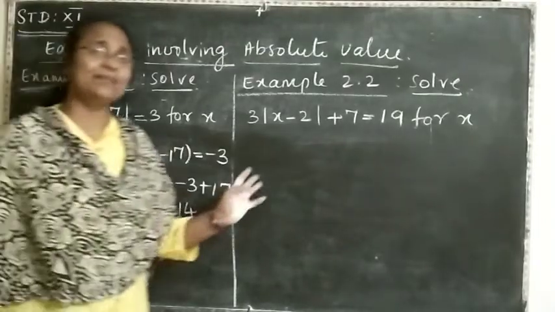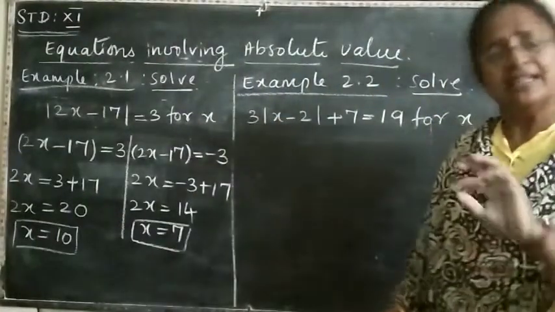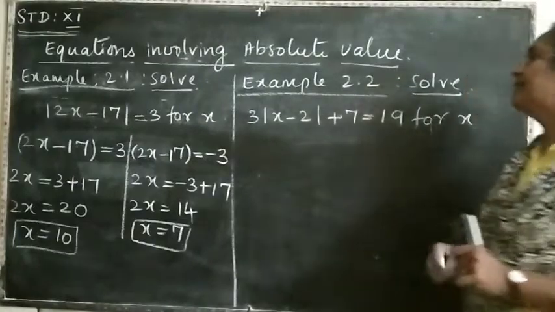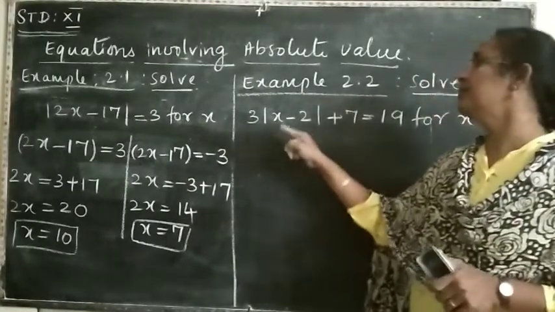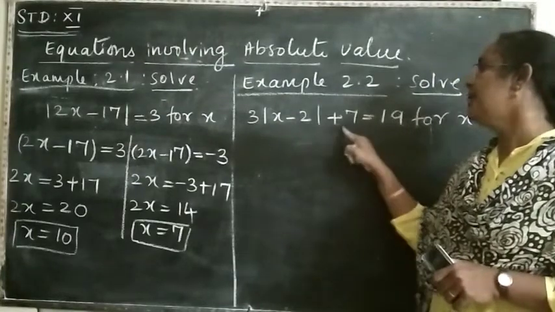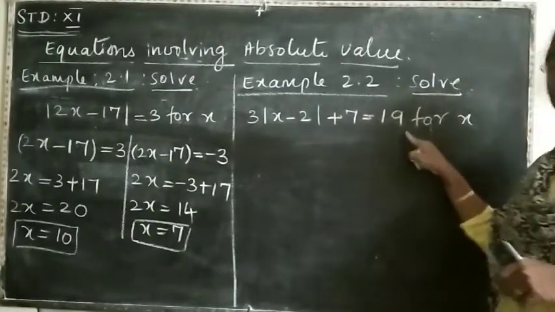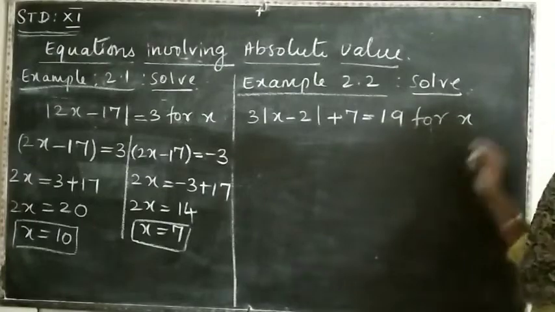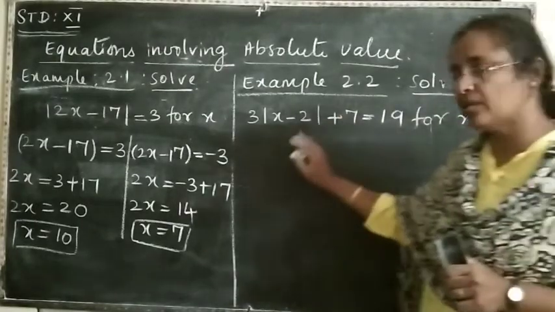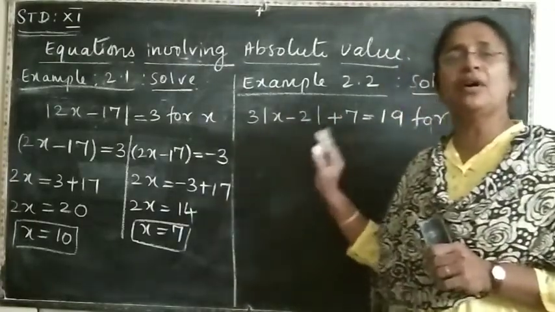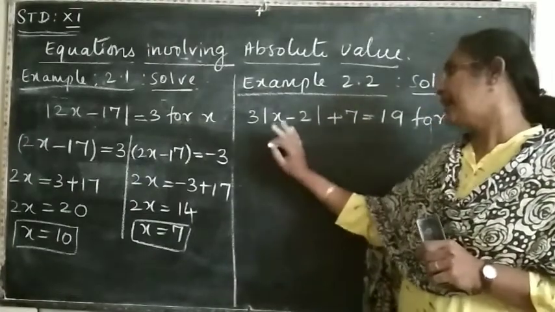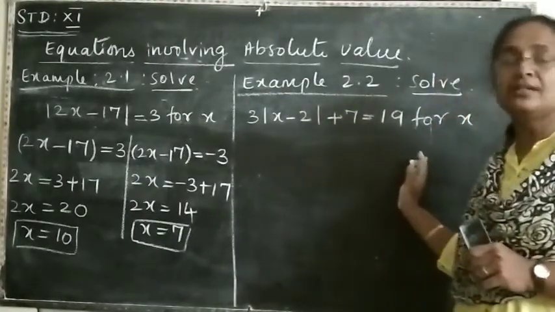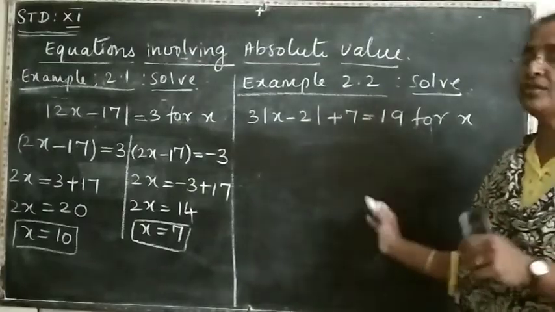Okay, the same thing is going to be repeated, slightly different, in this example 2.2. Now look into this. 3 into modulus of x minus 2 plus 7 is equal to 19, for all the values of x. Again here also I am going to solve the value of x. So keeping that term alone on the left hand side and bringing the rest of the terms to the right hand side, we are going to solve it.